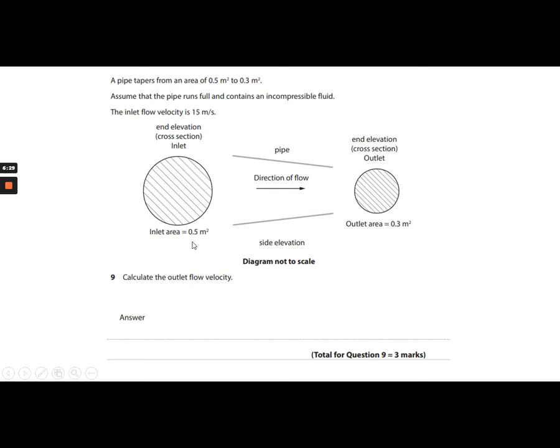Obviously they've been quite kind to you here. They've given you the area rather than the diameter or the radius, and I think it's probably more common to give you the diameter there, so you have to work out the area.